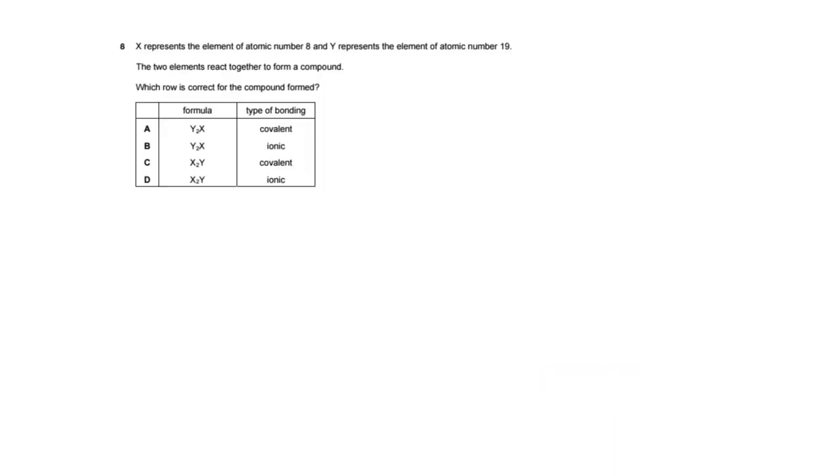All right, a very similar question to the previous question, where we were trying to find out in what ratio they would bond. So X represents the element of atomic number 8. Atomic number 8 is going to be oxygen. It's always oxygen. And Y represents atomic number 19. Well, that's potassium. So in other words, this is group 16, this is group 1.